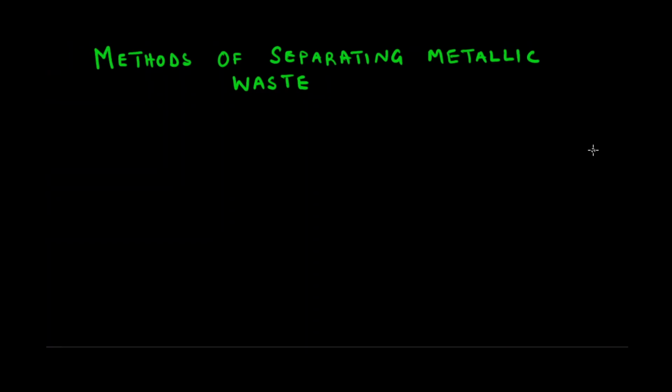So looking at this particular topic, where should we start? We want to start with just a quick revision. What do we mean by metallic material? Metallic waste refers to discarded materials that contain metals. And an example is iron, aluminium, copper, zinc, and steel.